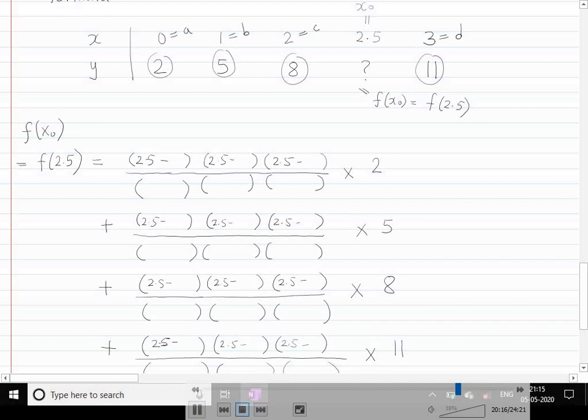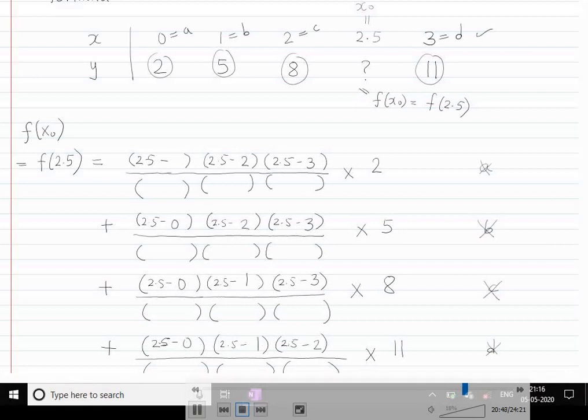Now here the first line is about A, so I will not write A, but I will write B, C, D. So I will write here 1, 2 and 3. The second line I will not write B, so I will write 0, 2 and 3, which is A, C, D. In the third line I will not write C, so I will write 0, 1 and 3. In the next line I will not write D, means I will write 0, 1 and 2.